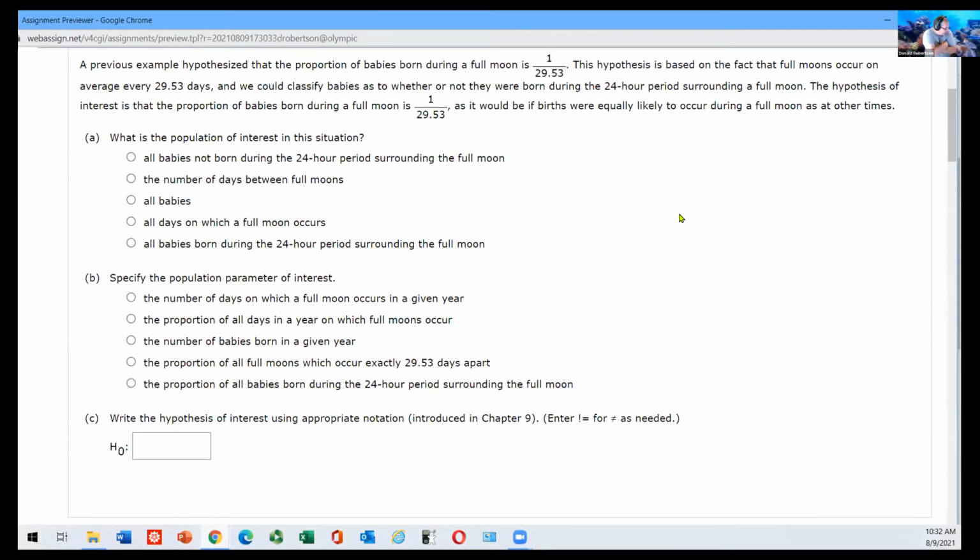The hypothesis of interest is that the proportion of babies born during the full moon is 1 over 29.5, as it would be if births were equally likely to occur during the full moon as any other time. Okay. So that's them basically telling you the null hypothesis. Right. So, what's the population of interest here?